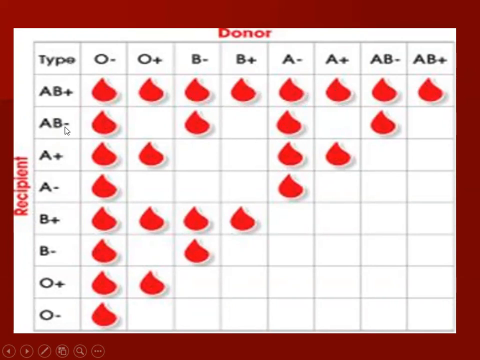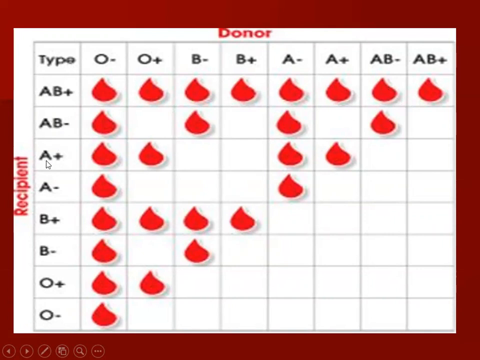Now, AB negative, because it has the negative antigen, can only receive from other negative antigens. Since it's AB, it can receive from O, because O negative is a universal donor and can give to everybody. But it can receive B negative because it's B negative, receive A negative because it's got A negative in it, and it can receive AB negative. Okay, do you see the difference?